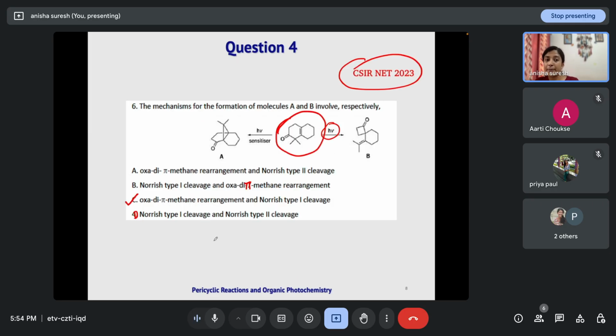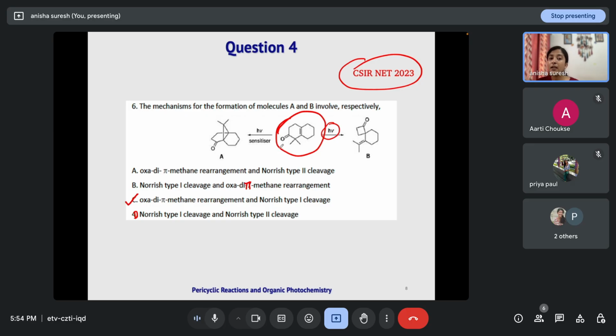Now coming to question number 4. Here they are asking for the mechanism for formation of molecules A and B respectively. This is the starting material. Under direct irradiation, that is without the presence of a sensitizer, it gives the product B. And this starting material, upon irradiation in the presence of a triplet sensitizer, gives this product A.